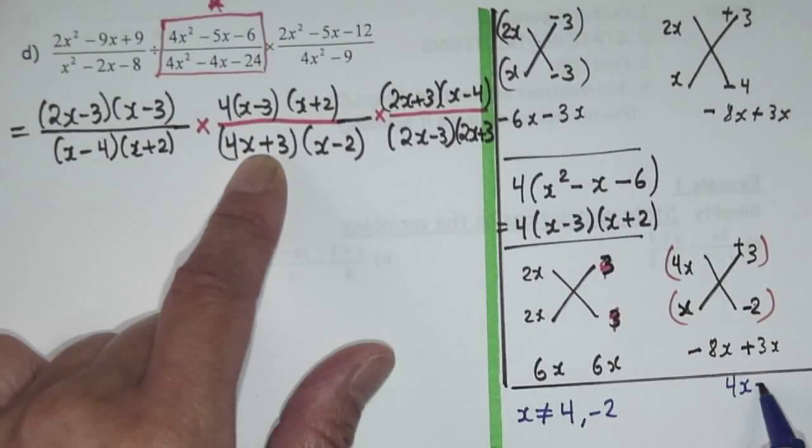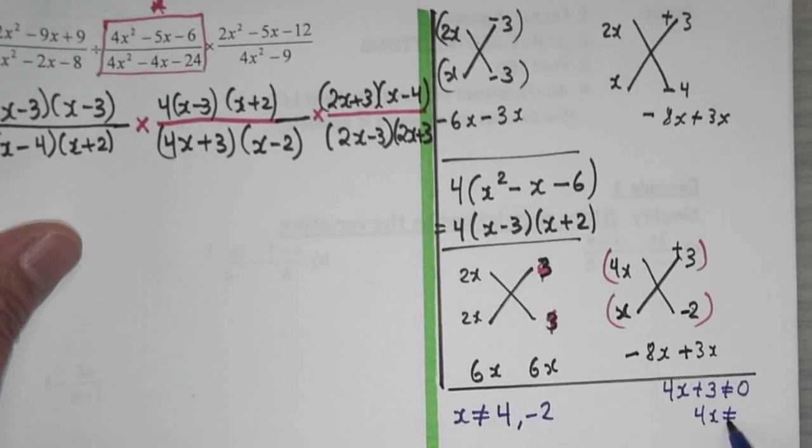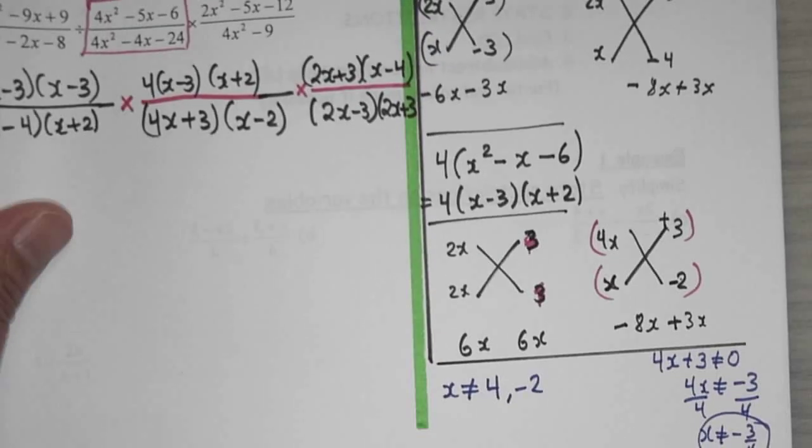So you might be like, you know what, I got to do this one on the side. So then do that on the side. 4x cannot equal -3. So there you go. So you might be like, oh, you know what, the fraction ones get me. So there you go. There's that one.